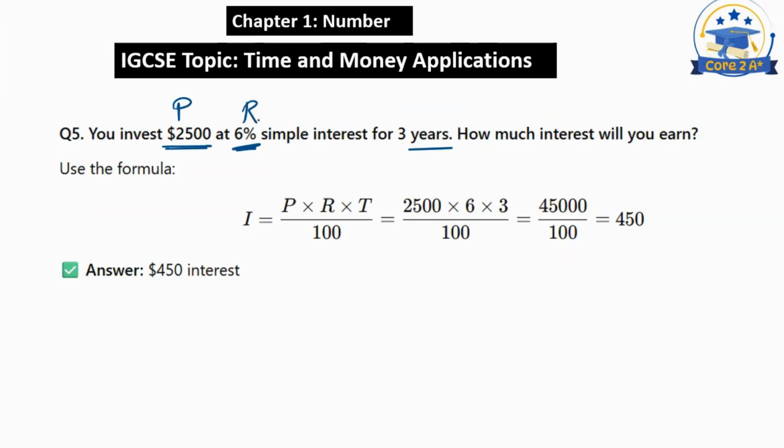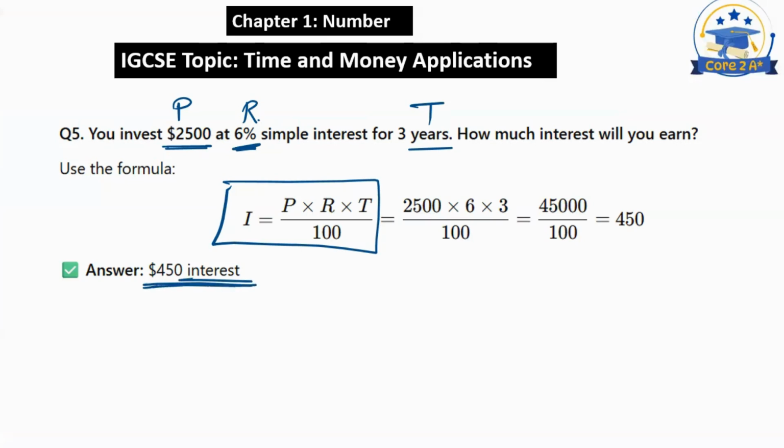Rate of change with respect to time. 3 years is your time. So we know the formula. I is what? Interest. Interest equals PRT over 100. Just put the values and get your answer. This is what? 450 interest.